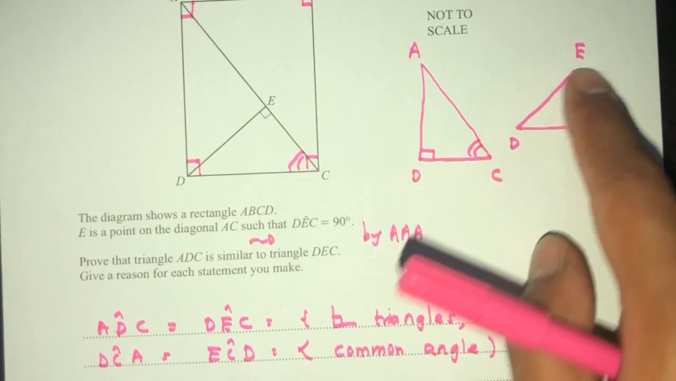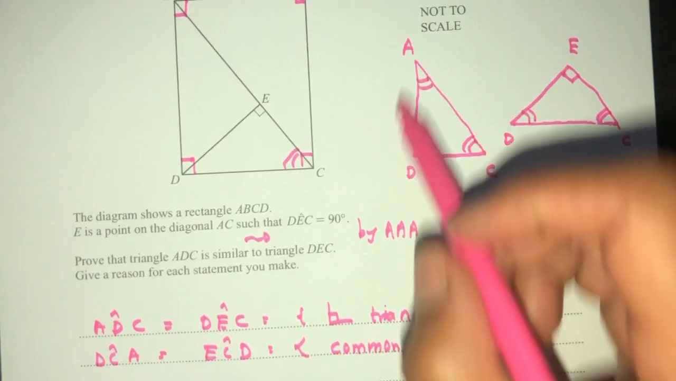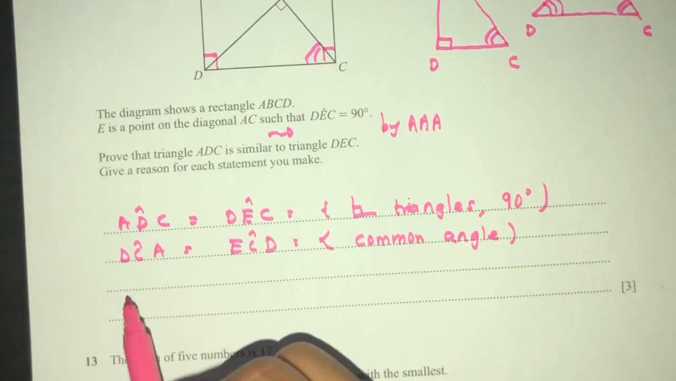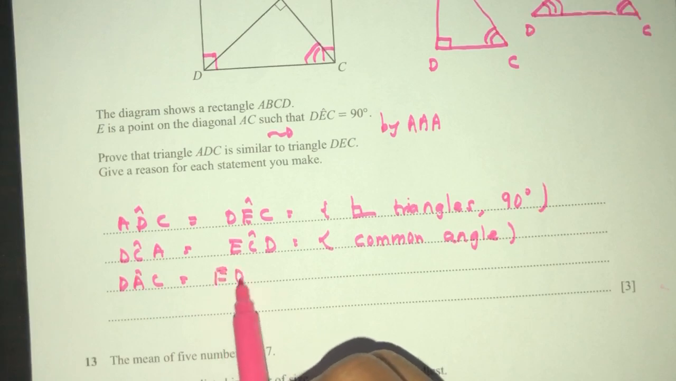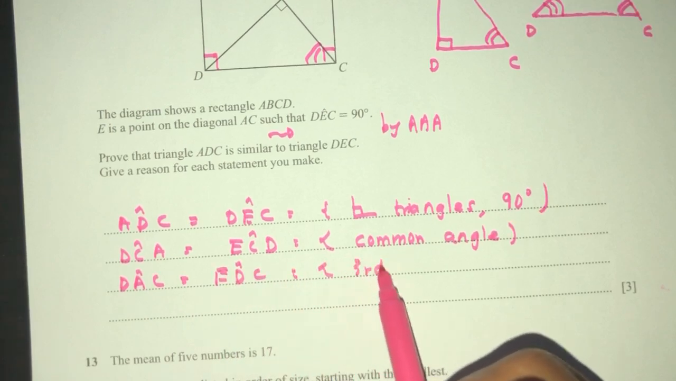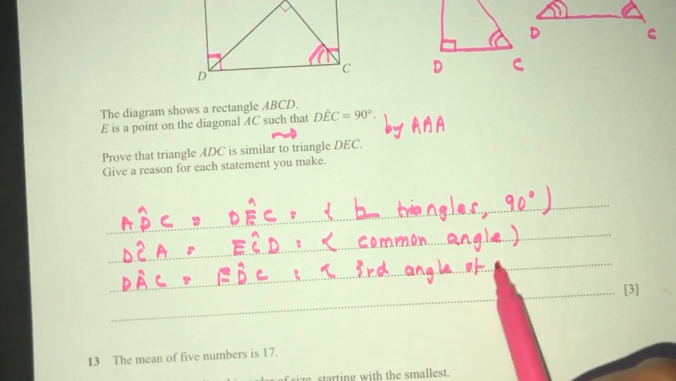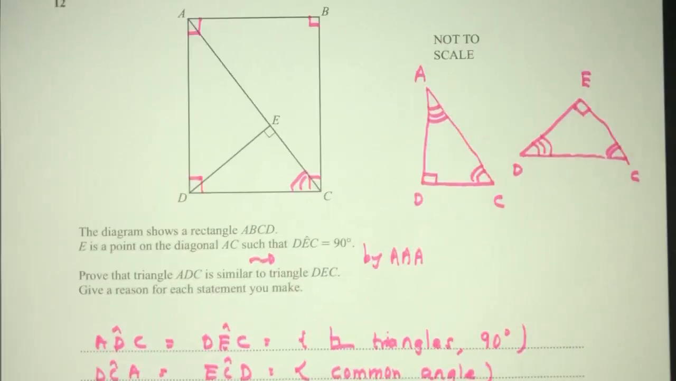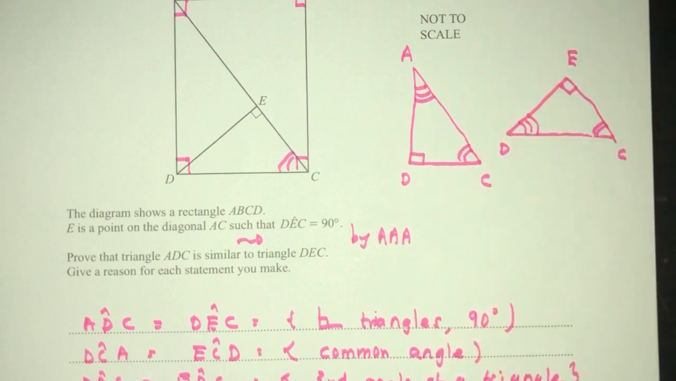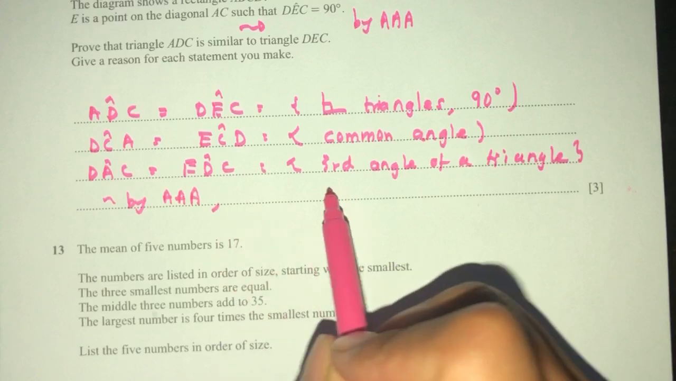If these two are the same, the rest will obviously be the same as well, because it is the third angle of a triangle. So you can say angle DAC is equal to angle EDC. It is the third angle of a triangle. If the first two are the same, the third one has to be the same as well, because we know the sum of the angles is 180, and by subtraction you will find the last one to be the same as well. So by AAA, you write down that the triangles are similar, right? That will be question number 12.